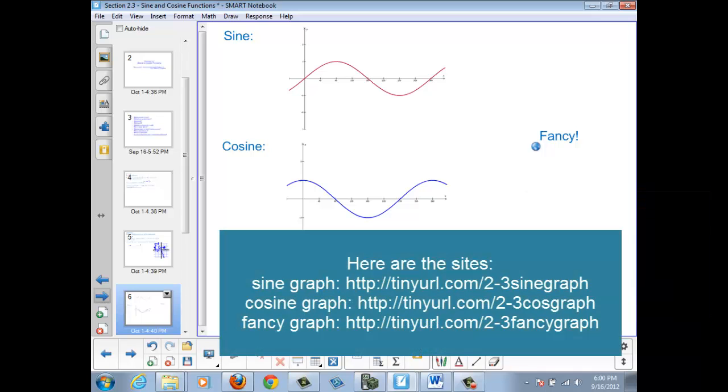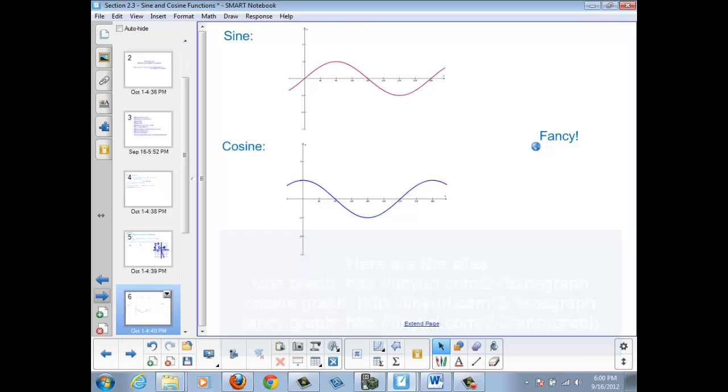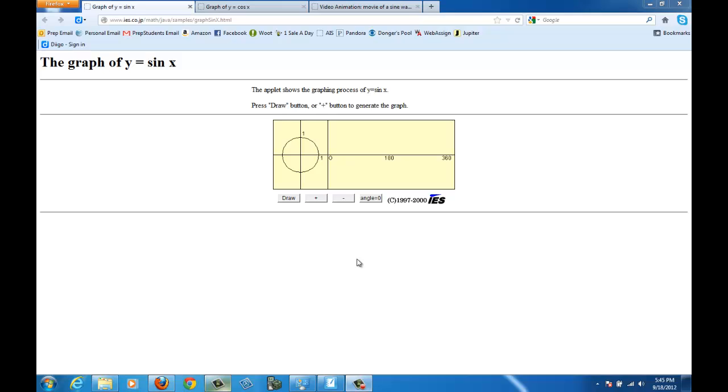If you really want your mind blown, click on the fancy. To see how the sine wave is generated, we're going to take our ray r and rotate it around the circle and see what happens to the vertical distance from the horizontal axis. As you can see, it grows until it reaches a maximum, then shrinks until it's back on the horizontal axis, so a vertical distance of 0, and then it becomes negative as we continue our trip around the circle.